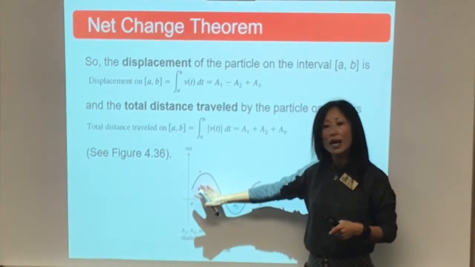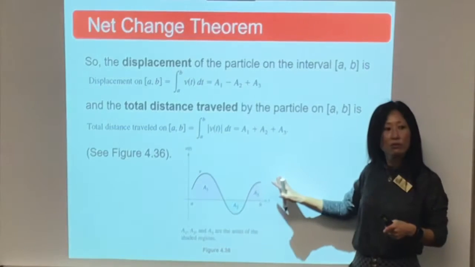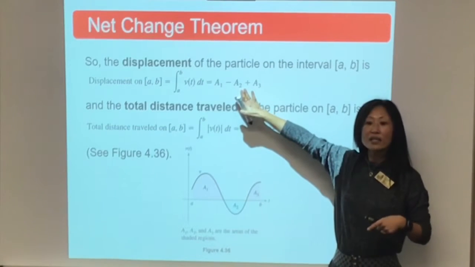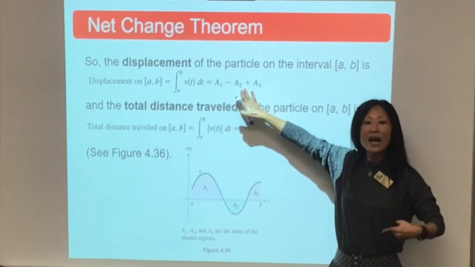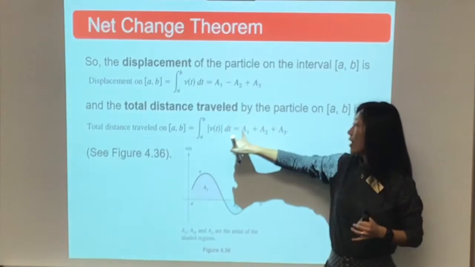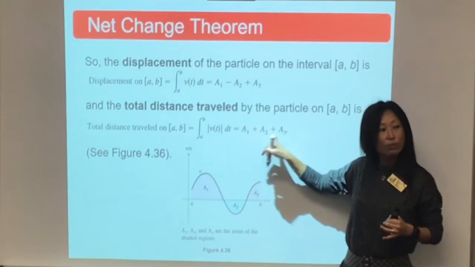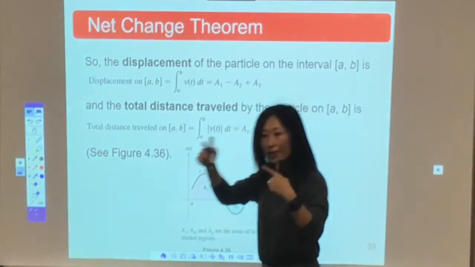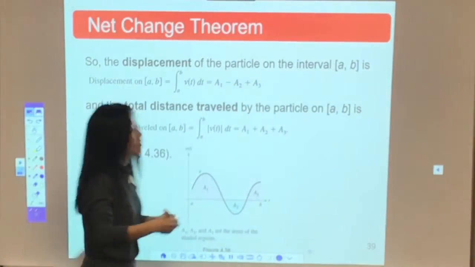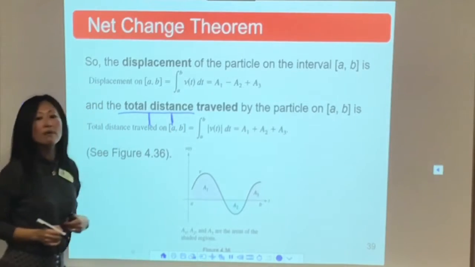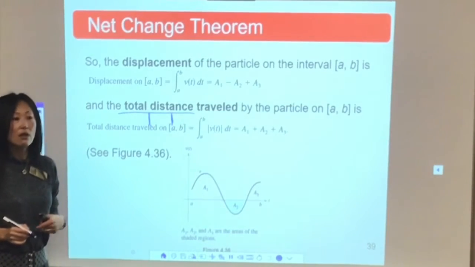So when you do displacement, you look at your picture as is. Which one goes to the right and which one goes to the left, which one goes to the right. So you carry the sign. When I say give me the total distance, sign does not matter. I want everything to be added. So I'll get A1 plus A2 plus A3. Do you see the difference between displacement and total distance? For total distance, everything becomes absolute value, all positive.